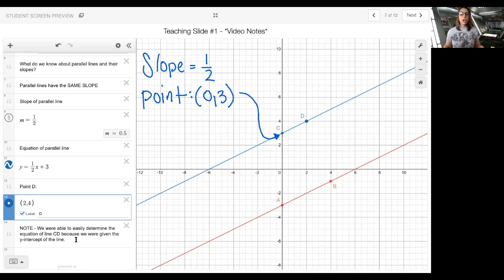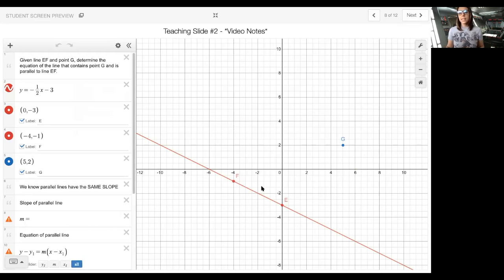All right, so what do we know? We are easily able to determine the equation of line CD because we were given the y-intercept of the line. But what happens if the point that we're given is not the y-intercept of the line? And that brings us to our next slide.